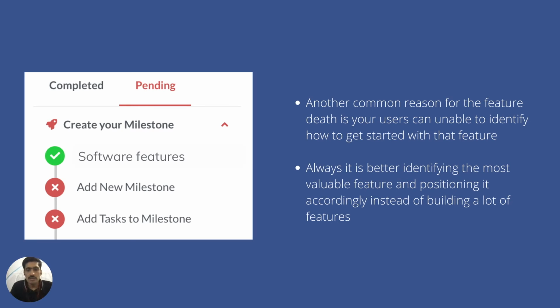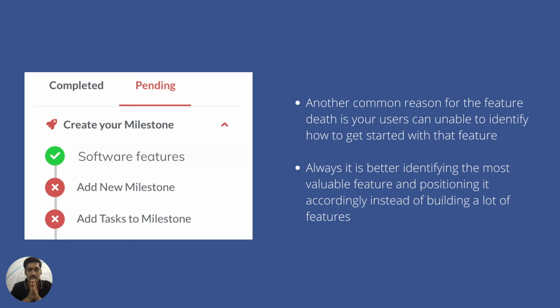Another common reason for feature death is that users are unable to identify how to get started with your software. Let's say you build 15 features, and everything is useful and creating a lot of value to the user, but if you're unable to showcase how to get started with a particular feature and how to get value from that, obviously that's going to lead to feature death in your software.